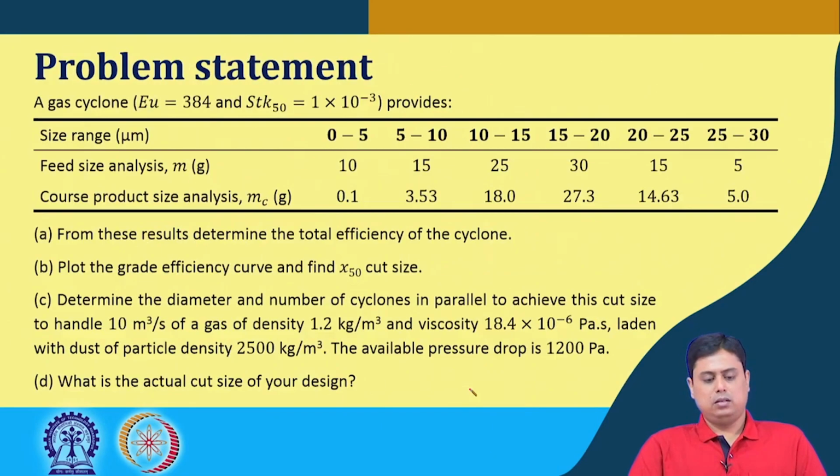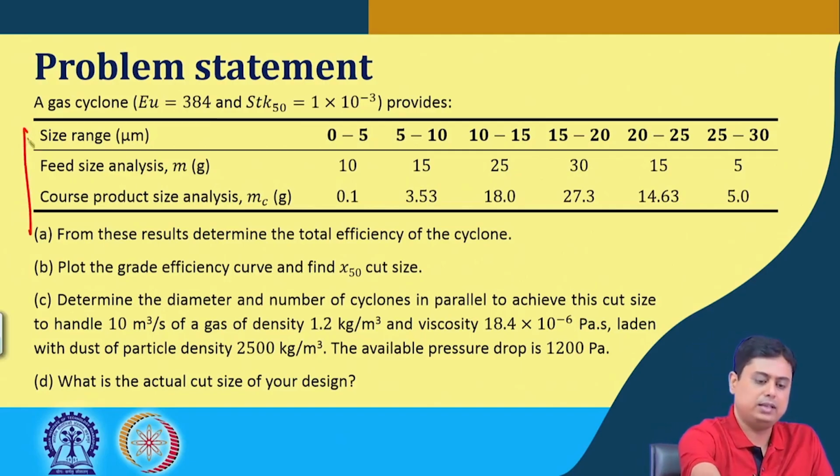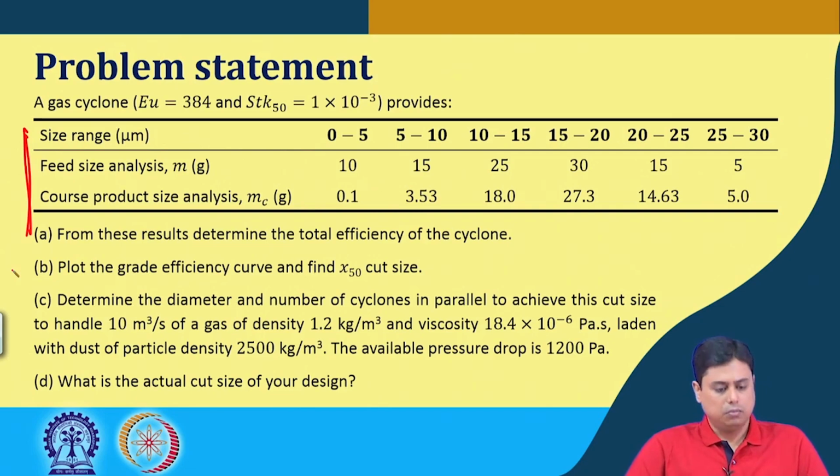Now, again, if we quickly go through another similar problem, but there is a small twist, I would say, that again a gas cyclone of known Euler number and Stokes number gives this kind of separation. The size range, mass of the feed, mass of the product size is given. So, what is the efficiency? Plot the grade efficiency, find out the x50.